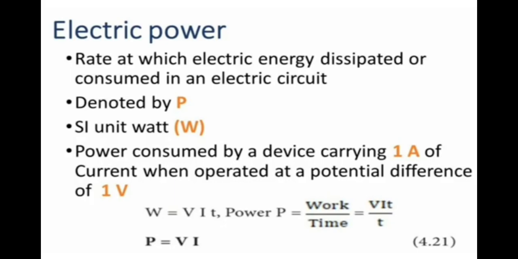Okay. It is denoted by P. Power is denoted by P. SI unit of power is what? It is denoted as W. Power consumed by a device carrying 1 ampere of current when operated at a potential difference of 1 volt. So the work done to move the charge across the ends of the conductor is given below.